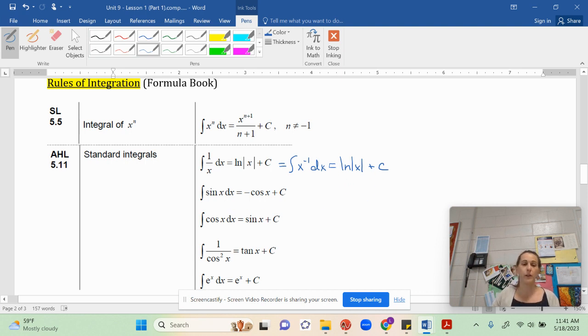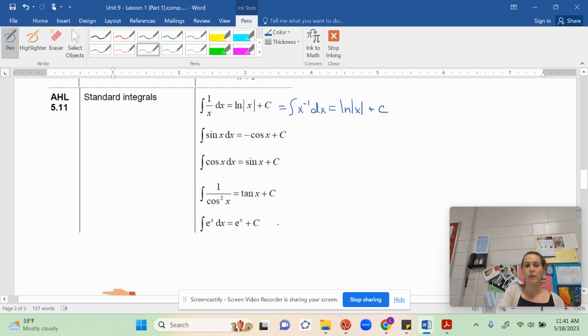The other rules, I think, follow naturally. The integral of sine is negative cosine. Integral of cosine is sine. Integral of 1 over cosine squared is tangent x. And the integral of e to the x is e to the x. And obviously, all of those have plus c's. And those are, again, in the formula book. Feel free to look at them anytime you need to.